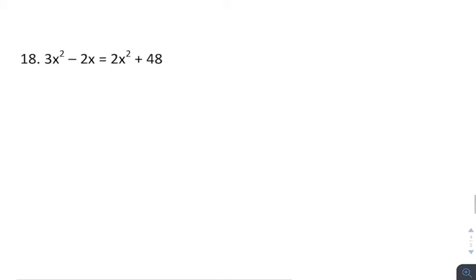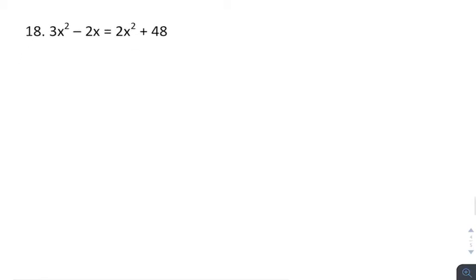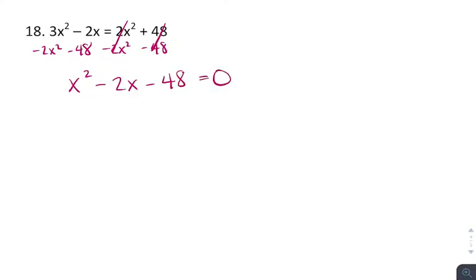And our last one, 3x squared minus 2x equals 2x squared plus 48. So since we have that squared, we're going to have to factor. So we're going to subtract 2x squared and subtract 48. So when we do that, 3x squared minus 2x squared leaves us with 1x squared. Then we have our minus 2x minus 48 equals 0. Two numbers that multiply to give you negative 48 but add up to negative 2 are going to be negative 8 and positive 6.